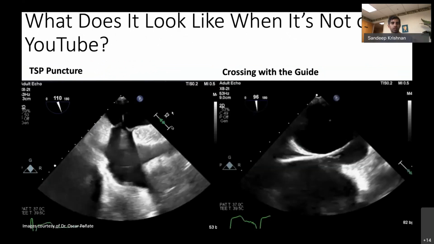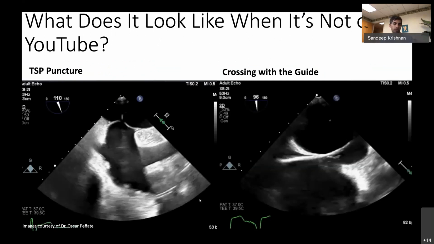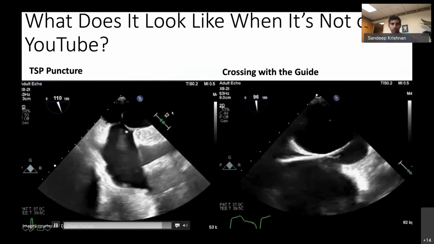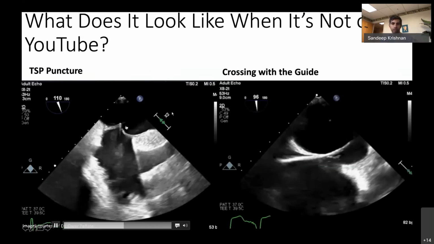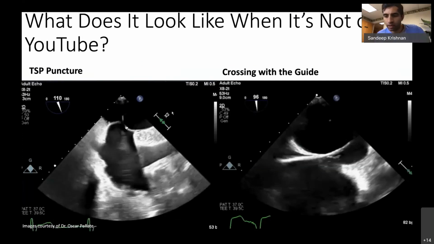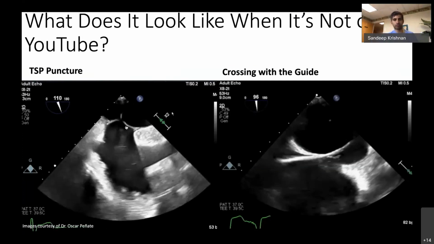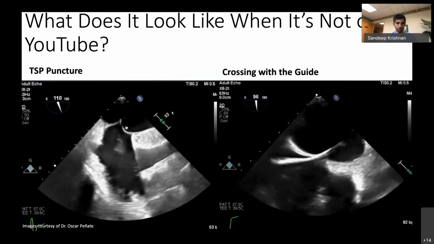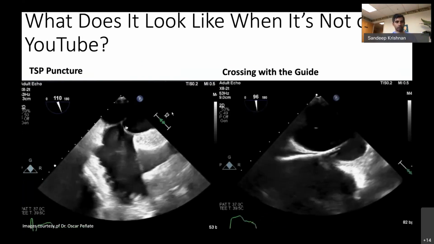So what does it look like when it's not on YouTube? These are all images from Dr. Panati in the OR. So here's our transseptal puncture, and that's us literally creating a hole in the interatrial septum. And then the next picture here is crossing with the 24 French guide, going from the right atrium to the left atrium.